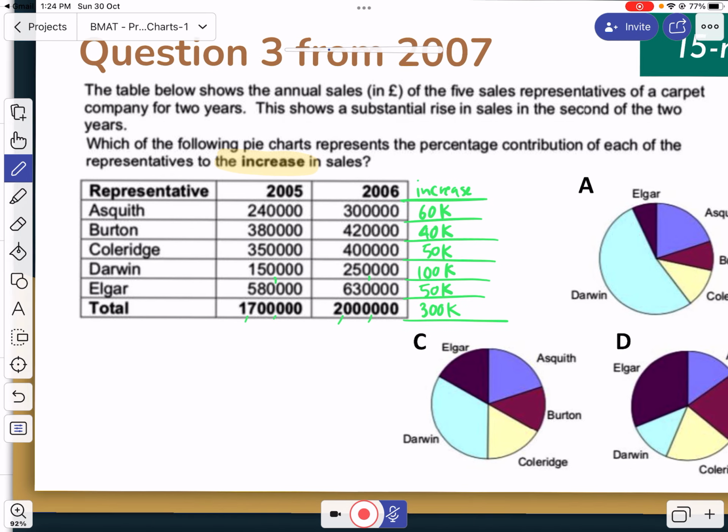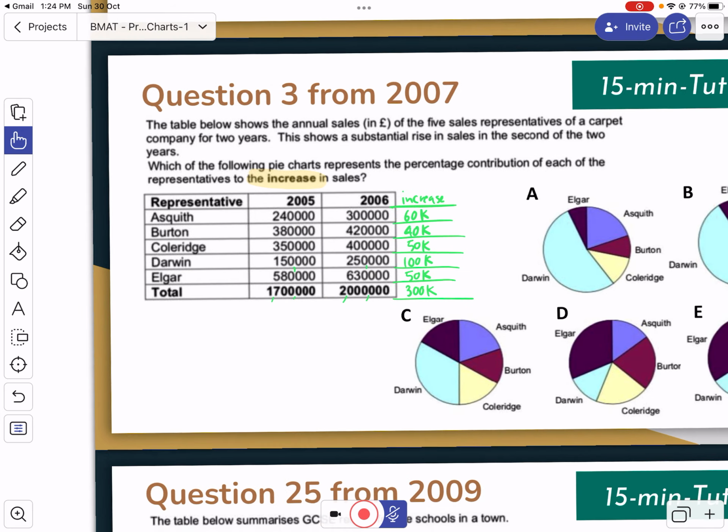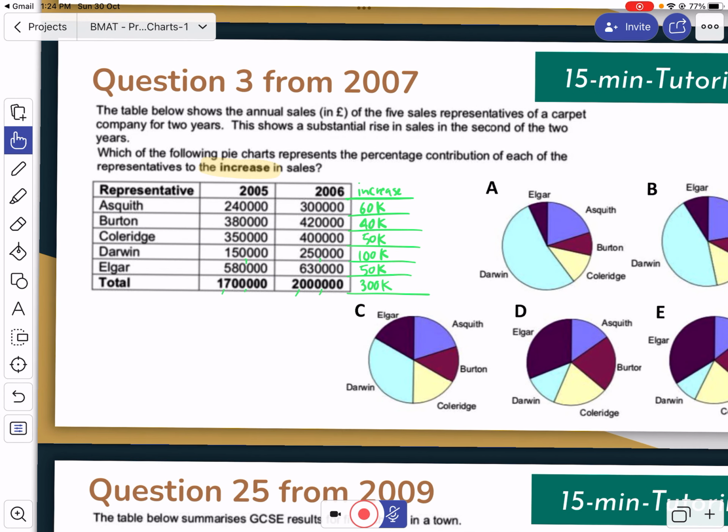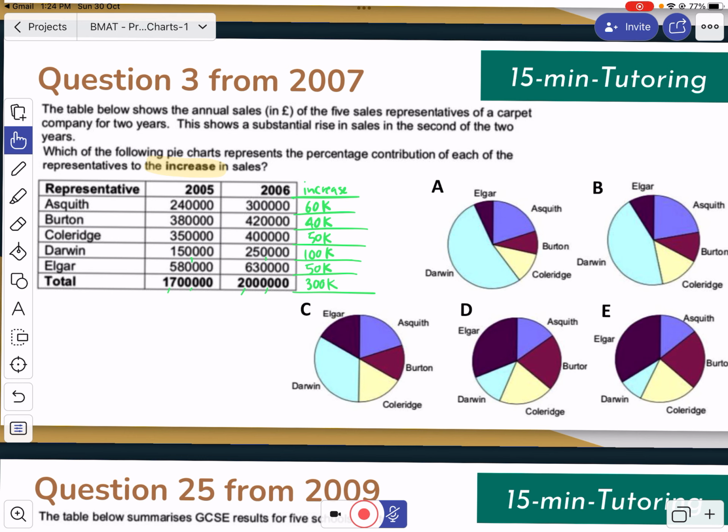Step 2 will be taking those increases and trying to match them with the pie charts we have. First of all, the largest portion. Okay, here 100K Darwin, it is the largest. And if you compare Darwin to the total, you can see that 100K and 300K is about 1/3. So we are looking for Darwin being the largest one and Darwin being about 1/3 of the entire circle.